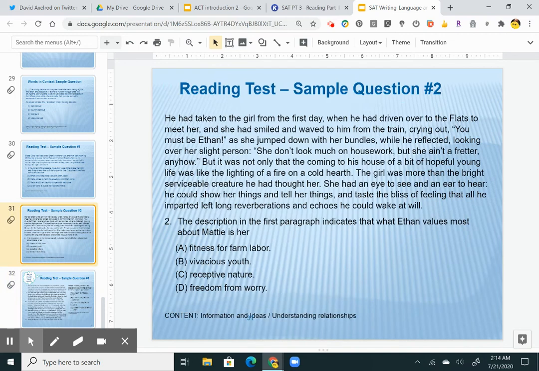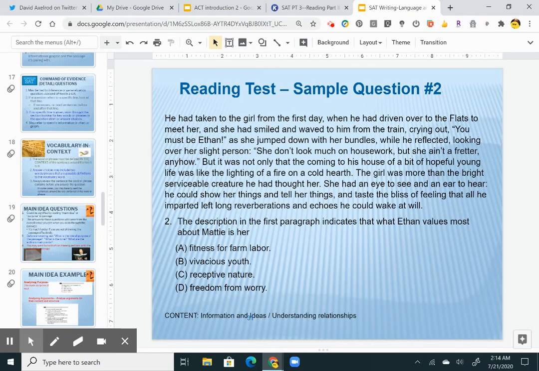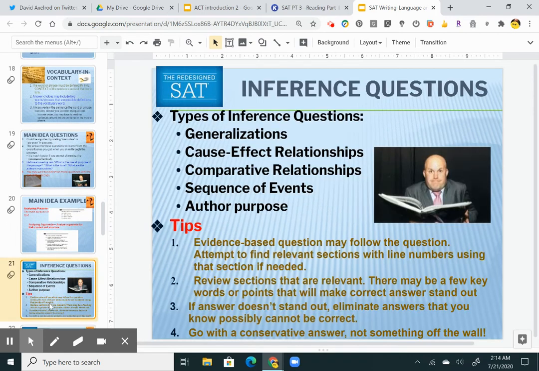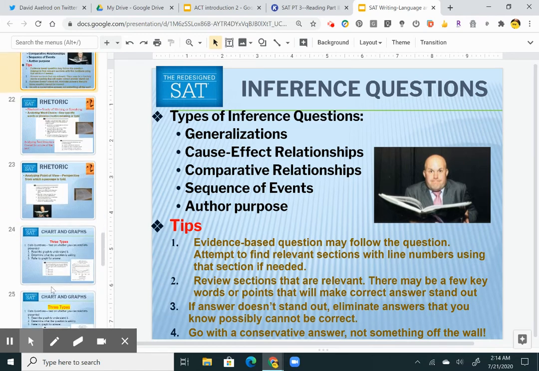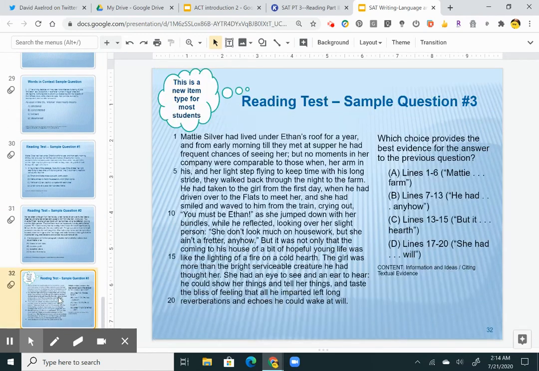This is what I was telling you. So understanding relationships between two items or making some sort of generalization here. I'm going back to my inference questions here, understanding a cause effect or comparative relationship. And then it's going to ask you to go back and look at the various lines and decide which choice provides the best evidence for the answer to the previous question. So this is a new item type for most of you. You're not used to this.